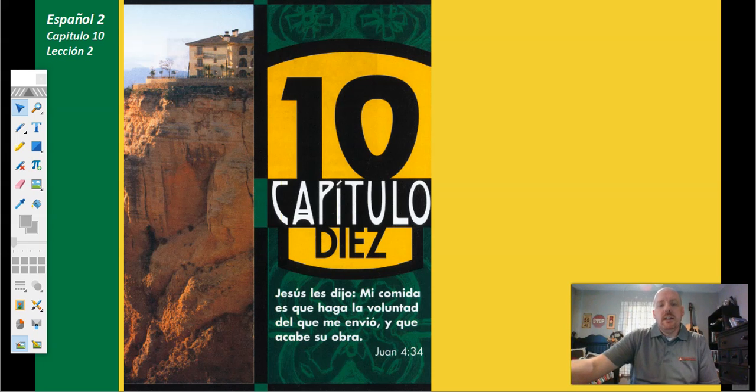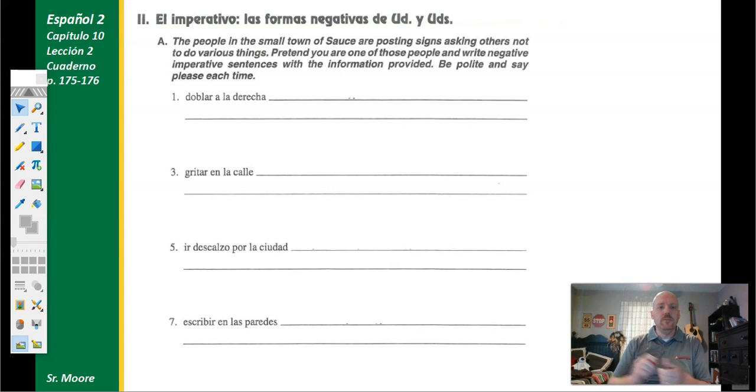Today we're going to be studying capítulo 10, lección 2b. That's chapter 10, lesson 2b. So we'll be reviewing the first half of lesson 2 and then doing some new material for the second half of lesson 2. Let's begin by doing our homework review.